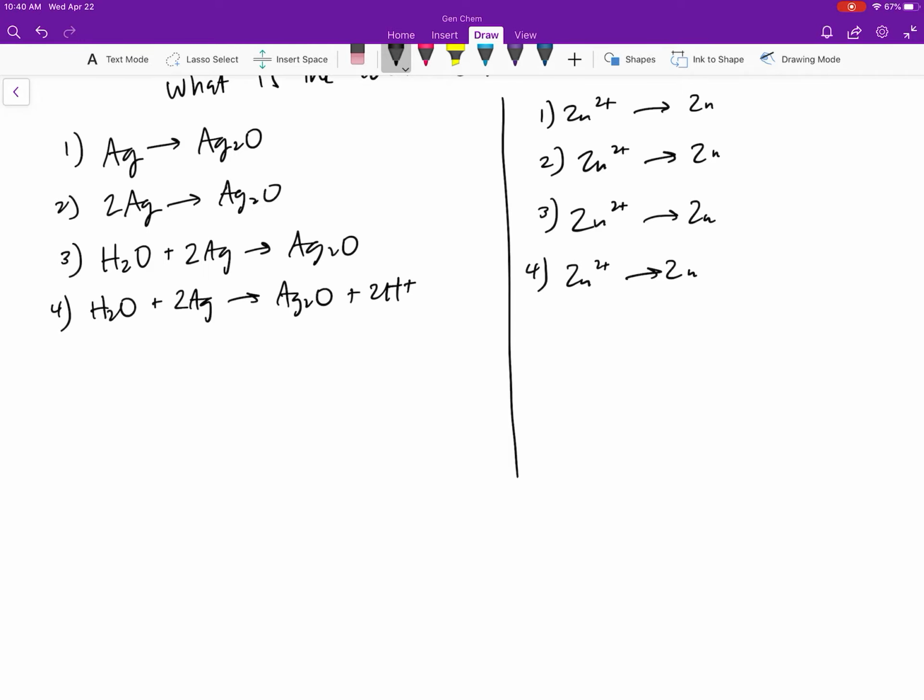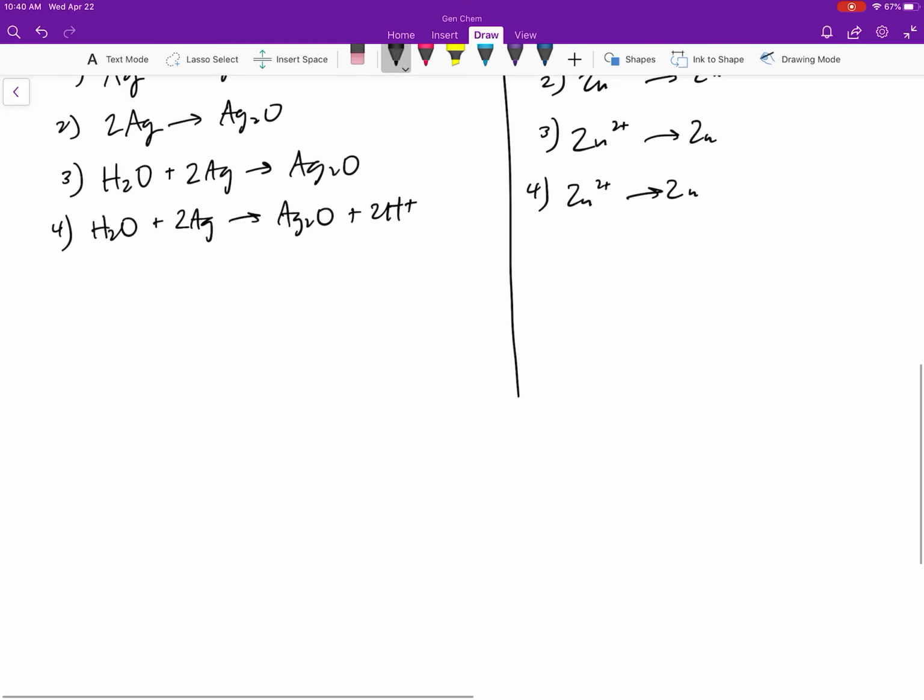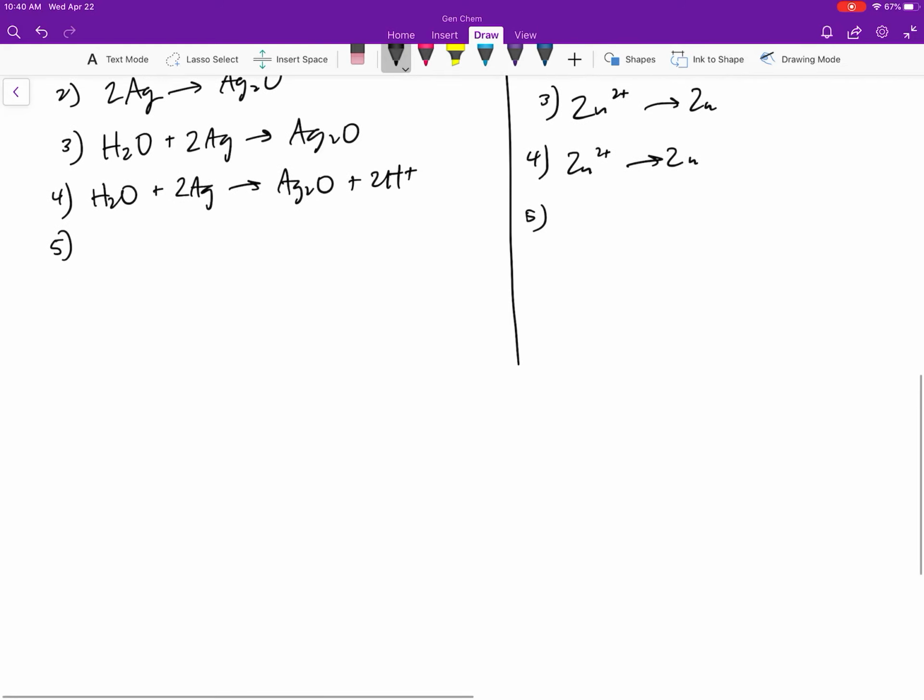So hopefully you added 2 protons to the right hand side to balance out the 2 hydrogens in the water on the left. Now we're going to balance the charges, so go ahead and pause here. Make sure you calculate your charges and determine where to add the electrons.